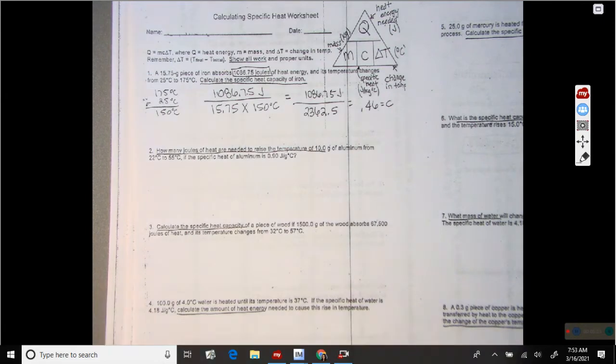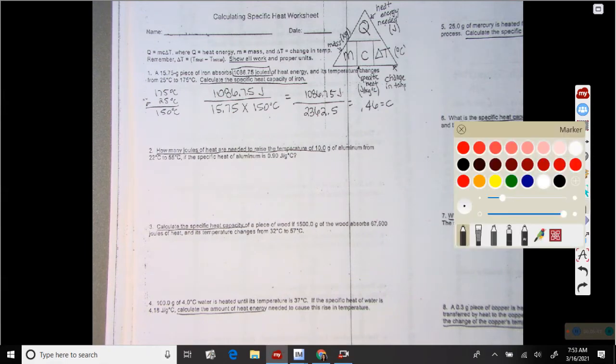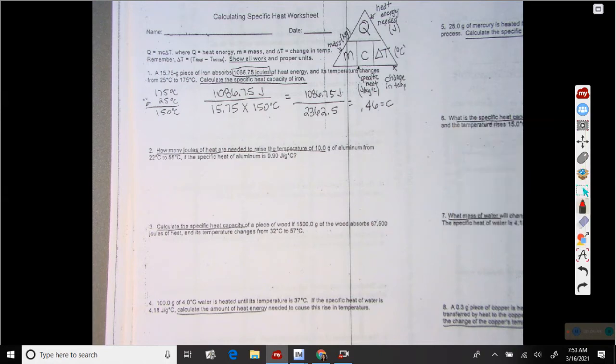So if we look at this, it says: how many joules of heat are needed to raise the temperature of 10 grams, which gives us our mass, from 22. Now what I'm not going to do here is change my mass into kilograms. You could, but for this case I'm not going to require you to do that, just because it might add a little more of an issue. So we're just going to leave it in grams.